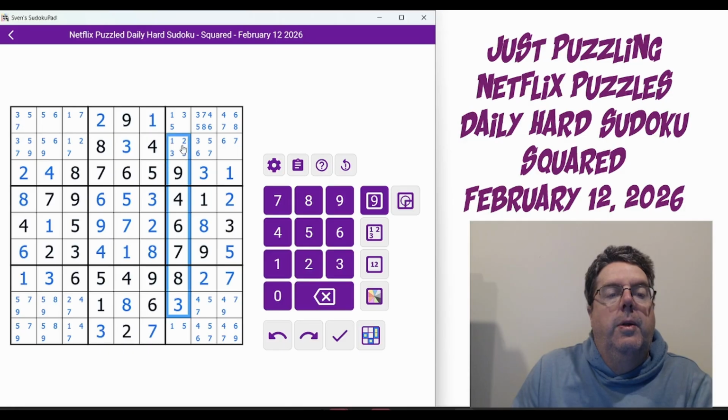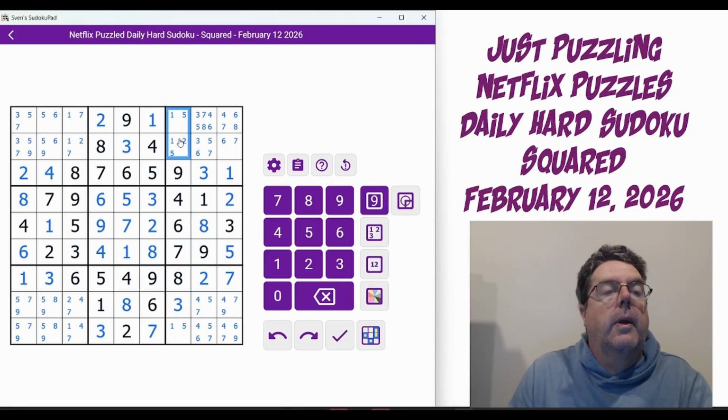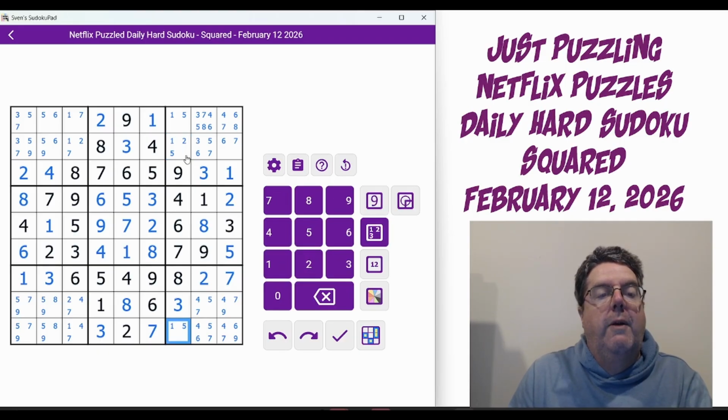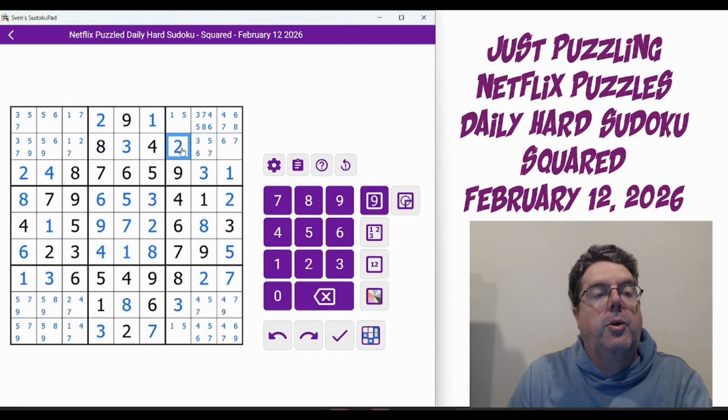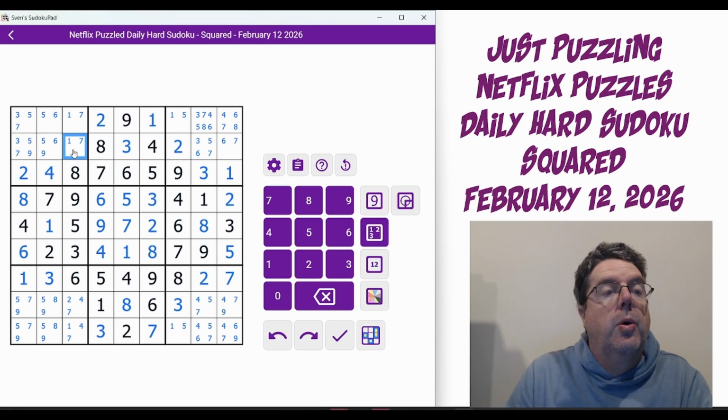So what do we got? These can't be a 3 here now. 1, 5. 3 still there and there. 1, 5 there, 1, 5. So 2. This is a 1, 5 pair, so this has got to be a 2 here. 2 can't be here anymore, so let's get rid of that 2.